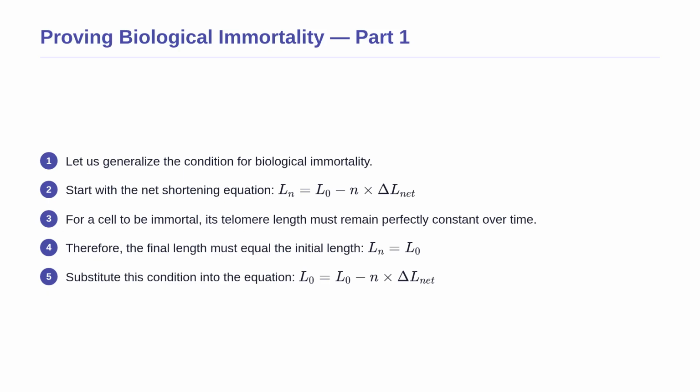Mathematically, this means the final length, L sub n, must exactly equal the initial length, L sub 0. By substituting L sub 0 into the left side of our equation, we set up the foundation to find the exact balance point required for endless replication.